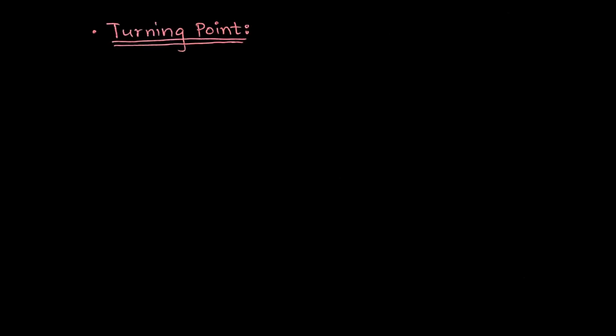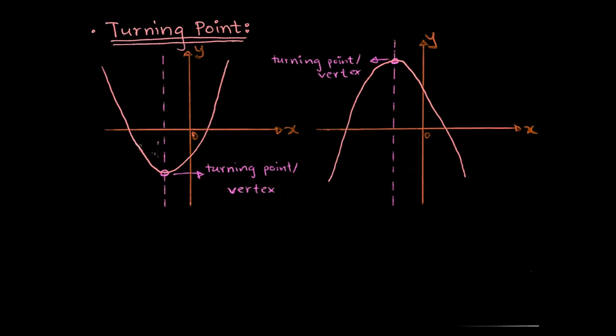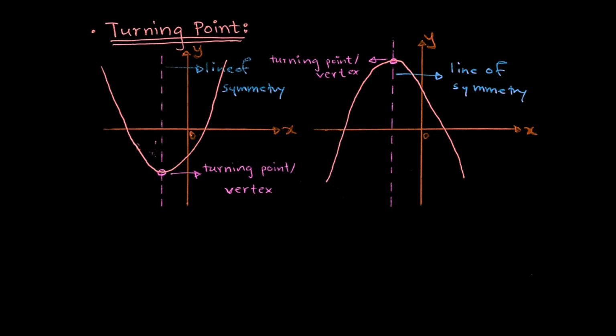All that is left is how to find the turning point or the vertex. A turning point is the point where the curve changes its direction. In a quadratic curve, if a line is drawn parallel to the y-axis passing through the turning point, it is seen that the line is the line of symmetry. It means that the curve is symmetrical on both sides of that line. The line of symmetry is often called the axis of symmetry.